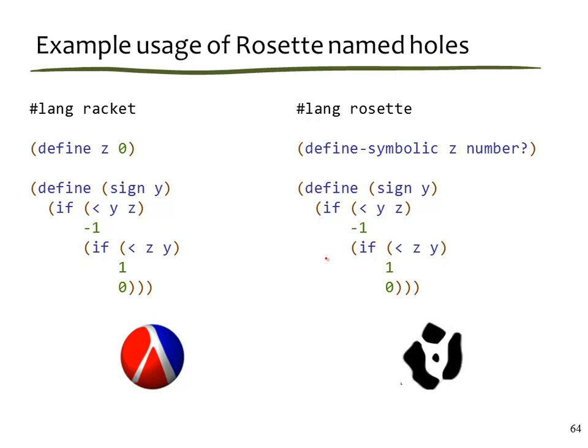Now, in our language, Rosette, there are two differences. First of all, we tell the Racket environment to load all the extensions that enable symbolic reasoning, and then we're free to make z symbolic, right? So it's no longer 0. We don't know what it is. It's a hole, and it's a numerical one. That's what we told the solver.